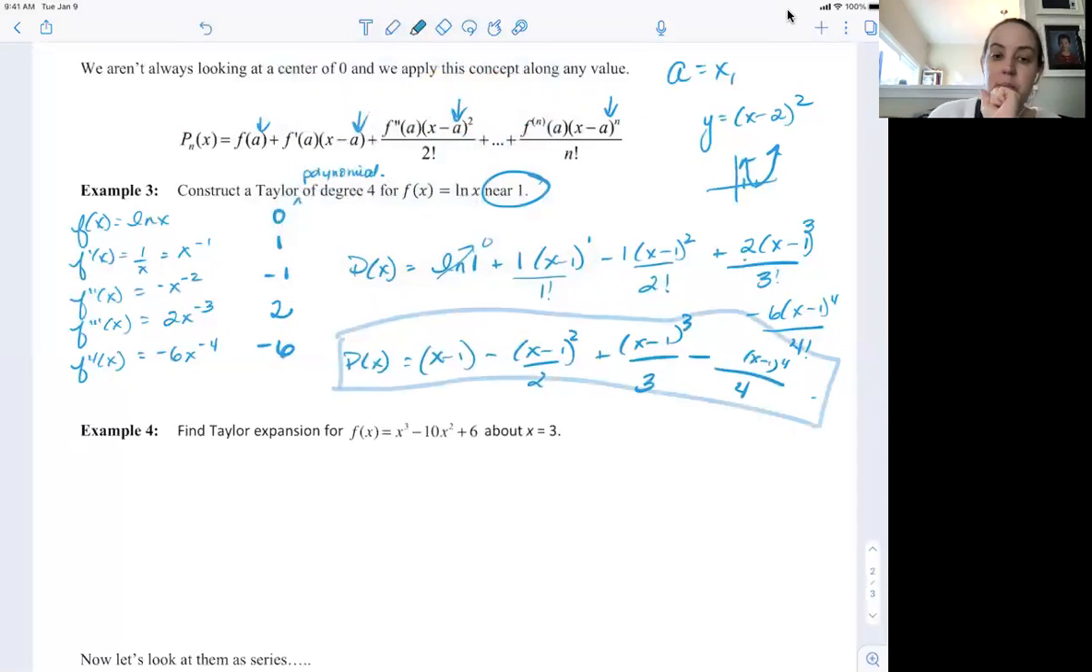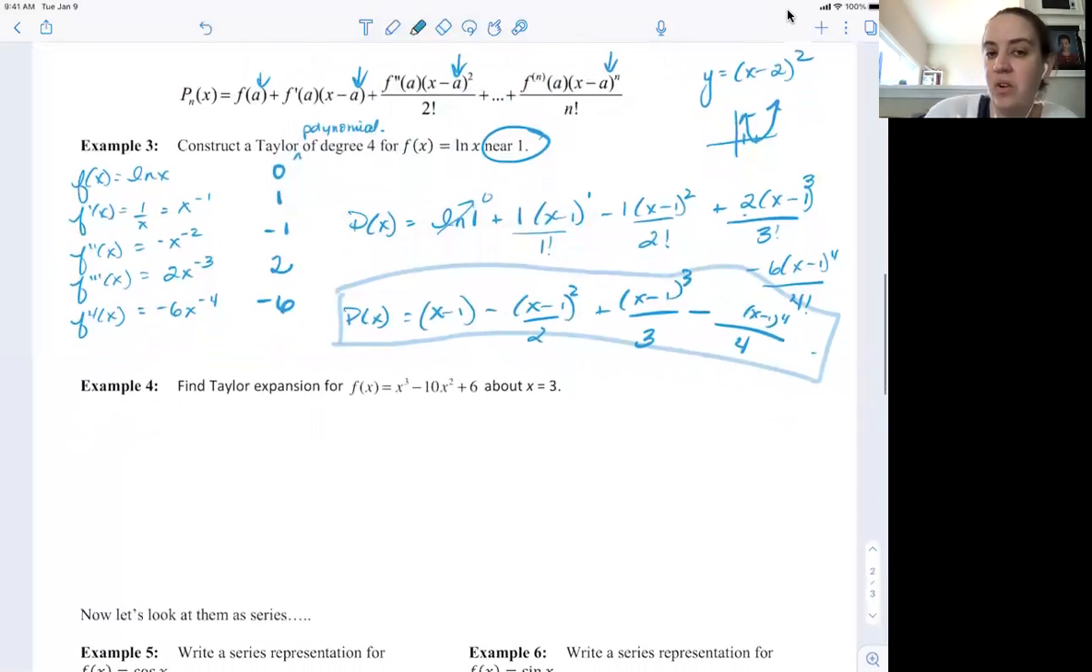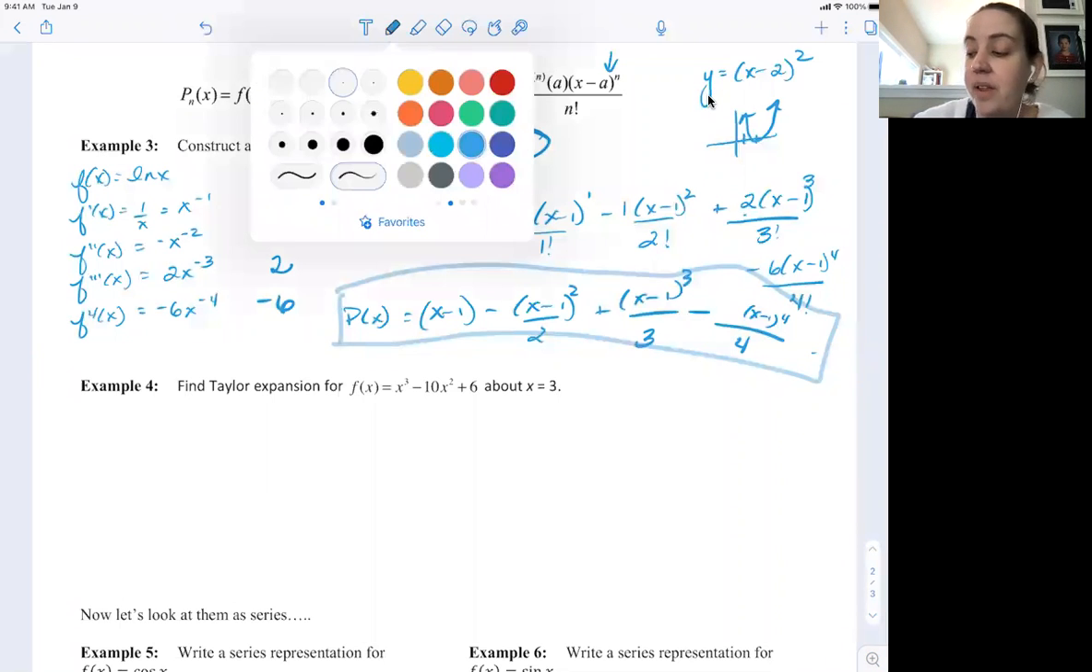Okay, awesome. Example 4, find the Taylor expansion for f of x equals x cubed minus 10x squared about x equals 3. So this is a polynomial. Now I'm going to represent it as a Taylor polynomial. The result is kind of interesting, so hang tight, I'll be right back. But the process is the same, even though we have a polynomial.